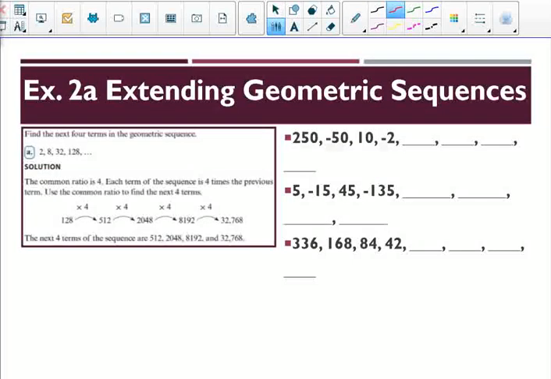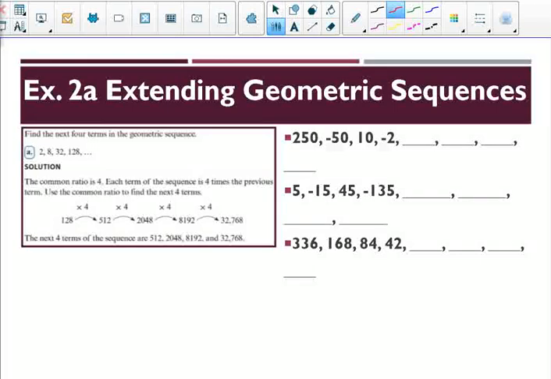Example 2a, extending the geometric sequences. So here they give us the start of the sequence. We need to find the next 4 terms. And in order to do this, we need to find the common ratio first. So let's look at the very first one. 250 to negative 50. How do we go from 250 to negative 50?